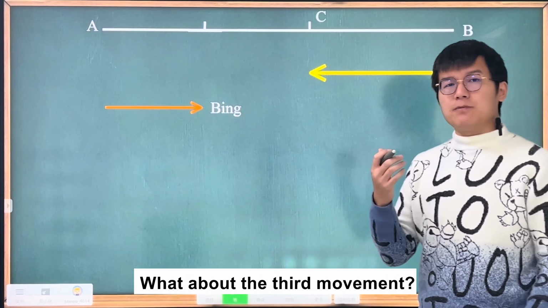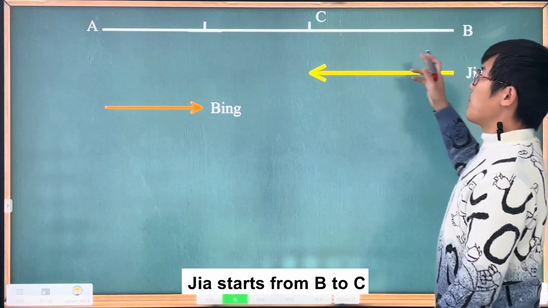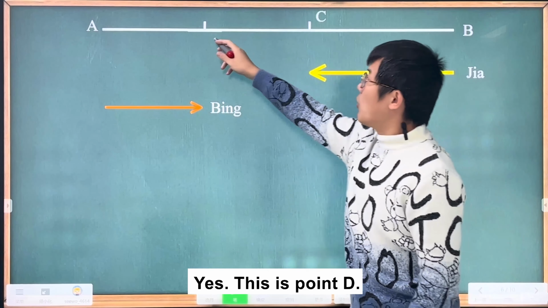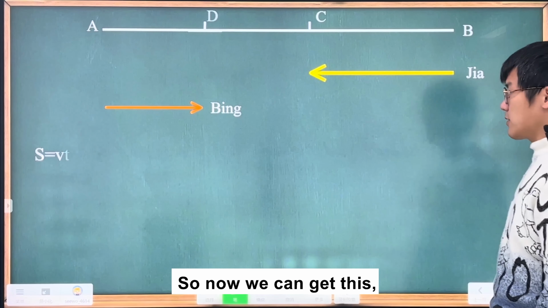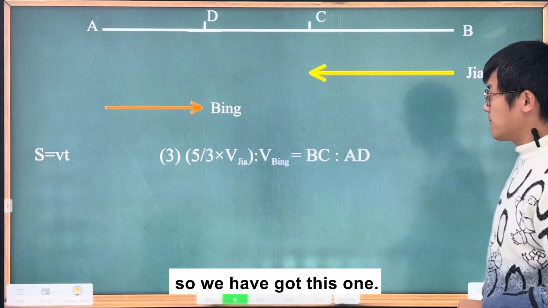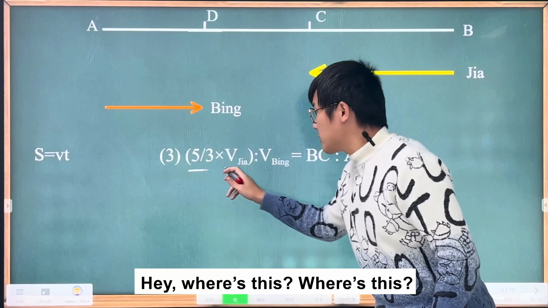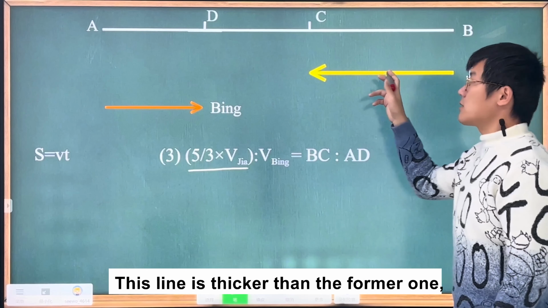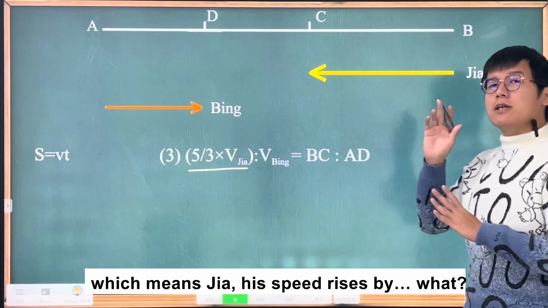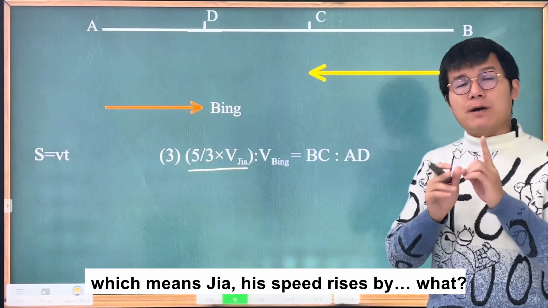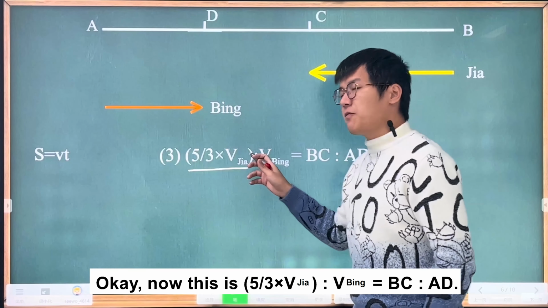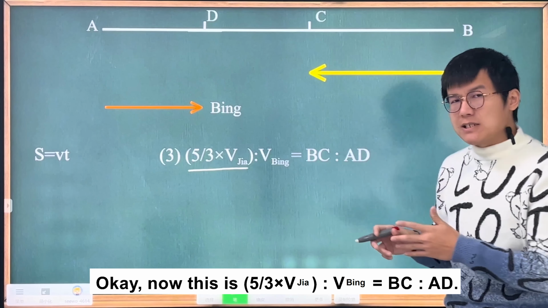Now let's go on. What about the third movement? Jia starts from B to C and Bing starts from A to what? Yes, this is point D. So now we can get this. S is VT and time is constant. So we have got this one. Look at this, the line is thicker than the former one, which means Jia's speed rises by what? Do you remember? Yes, by 2/3. Now this is 5/3 times V Jia to V Bing is equal to BC to AD.